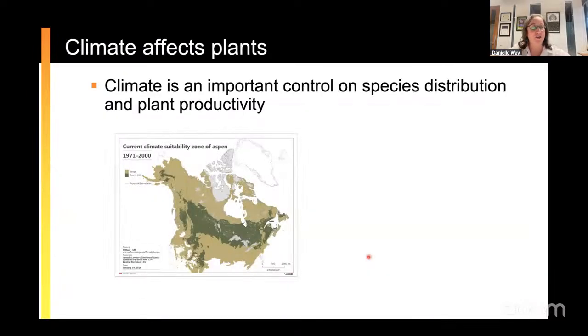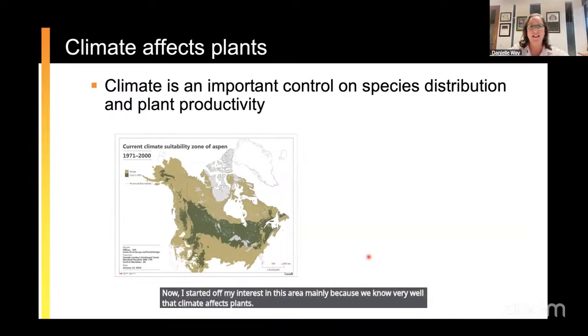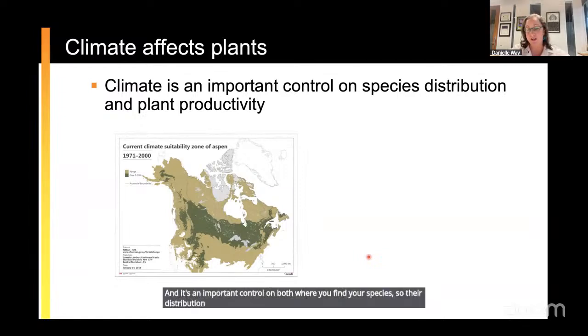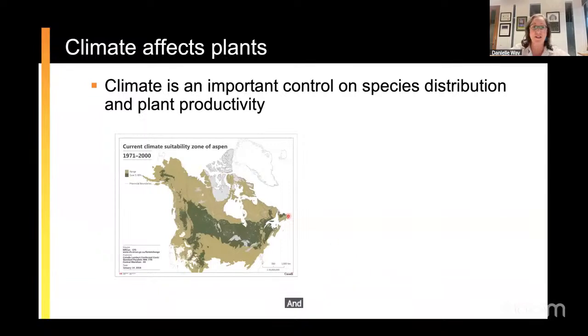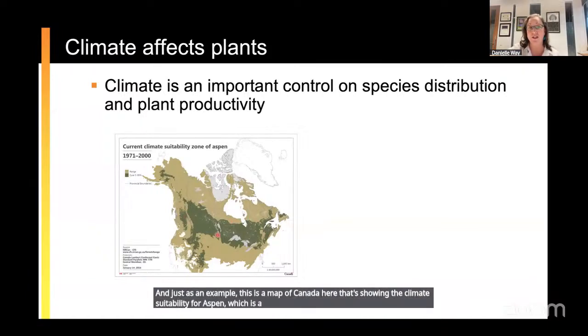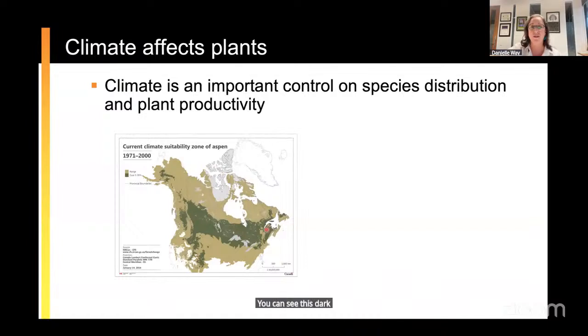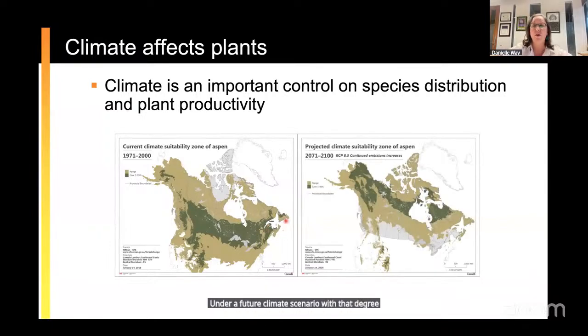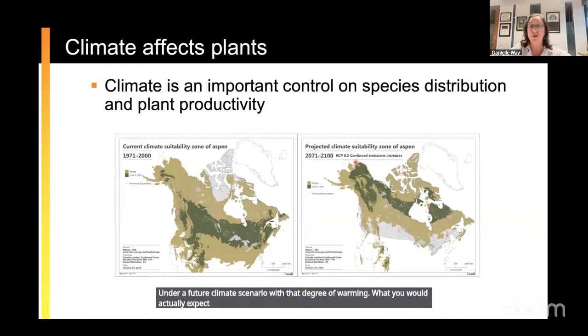Now, I started off my interest in this area mainly because we know very well that climate affects plants, and it's an important control on both where you find your species, so their distribution, but also how productive they are. And just as an example, this is a map of Canada here that's showing the climate suitability for aspen, which is a deciduous poplar species. You can see this dark green area shows the current core of the range of that species. Under a future climate scenario with that degree of warming, what you would actually expect is that most of the distribution for that species actually ends up in the Arctic Ocean.